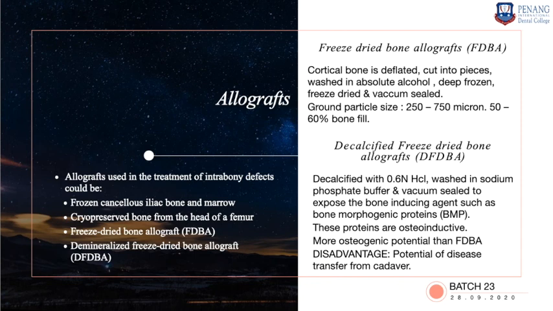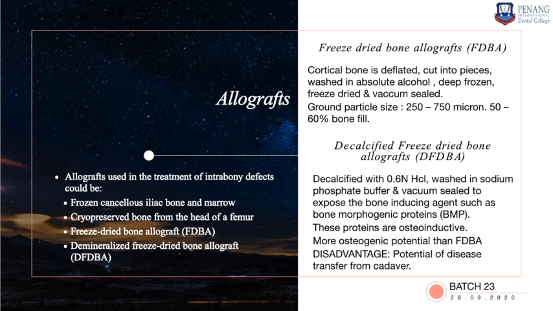What is the difference between a freeze-dried and a decalcified freeze-dried bone graft? In the freeze-dried bone graft, the cortical bone is defatted, cut into pieces, washed with absolute alcohol, deep frozen, freeze dried and vacuum sealed. So there is no decalcification. We are not going to remove any inorganic materials from the graft which we harvest. That is the freeze-dried bone graft. The same freeze-dried bone graft, when we decalcify the inorganic components from the bone graft, is called a decalcified freeze-dried bone graft.